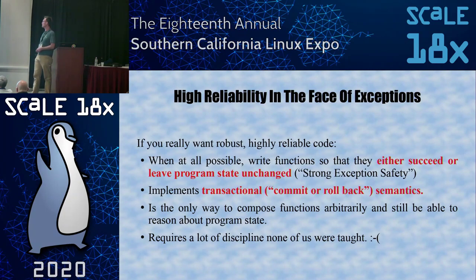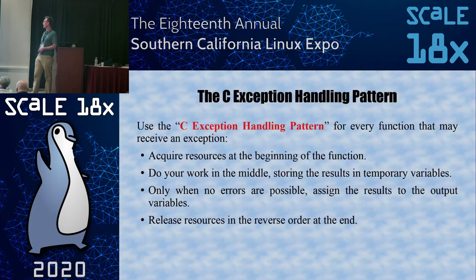So I actually want to give my programs commit or rollback semantics. I want to have them be transactional, and this pattern makes that easy. Okay, so with that in mind, I can tell you the complete pattern for how all the little jigsaw pieces fit together, okay? And I call it the C exception handling pattern.